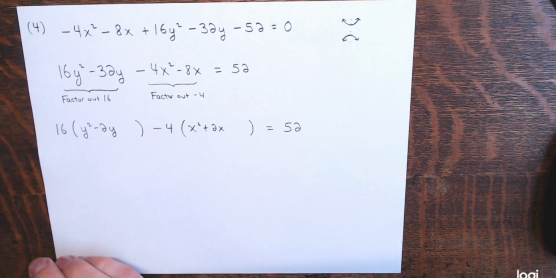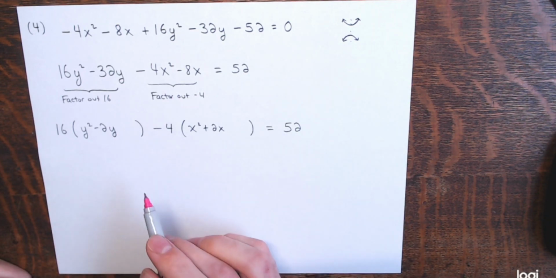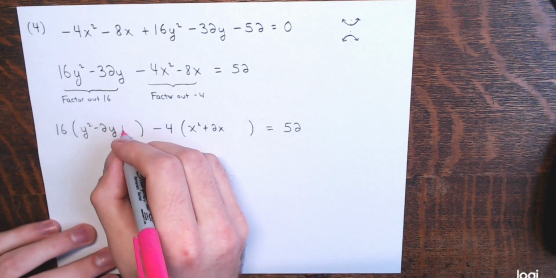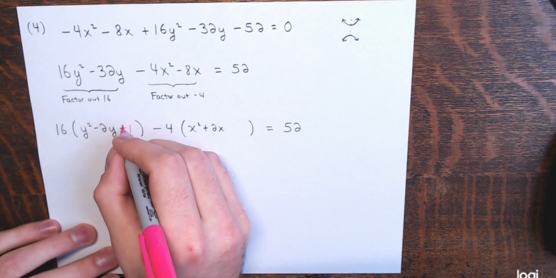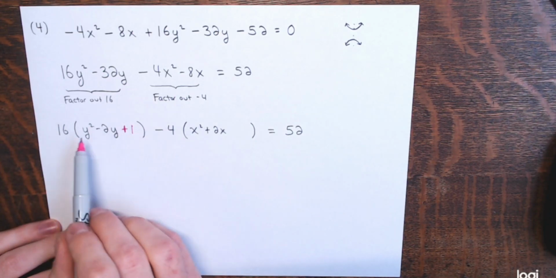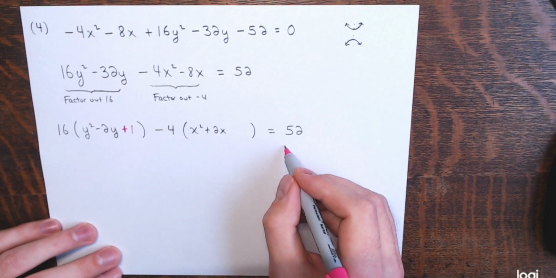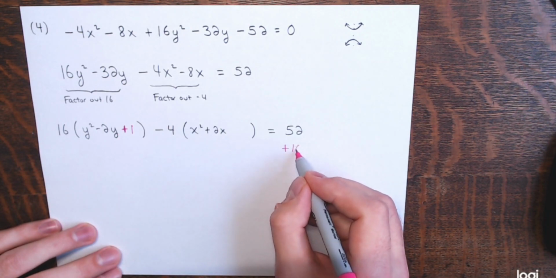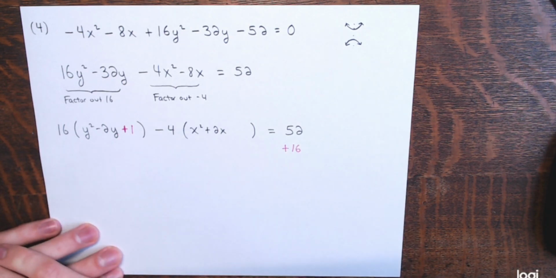Now comes the completing the squares part. And again, you've got to remember what you factored out so that you can know what to add to the other side and keep it balanced. For the y's, I'd be adding 1 in here to complete the square on the y's. But if I add 1 in here, 16 times 1 is 16. That's really adding 16 to the left side, so I have to add 16 to the right side.